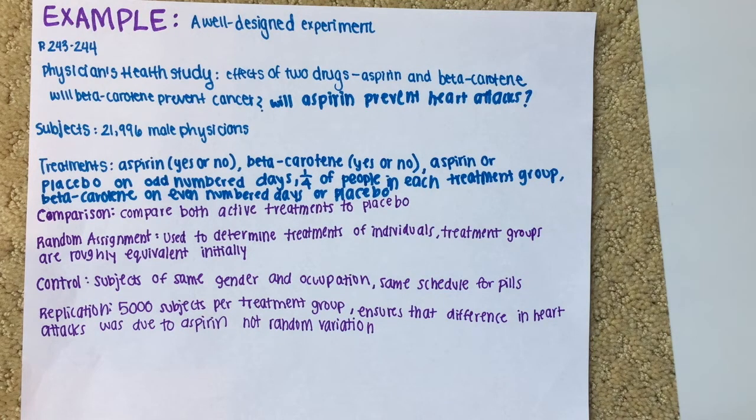And for replication, they had 5,000 subjects per treatment group, which ensures that the difference in heart attacks was due to the aspirin and also the difference in cancer was due to the beta-carotene and not random variation.